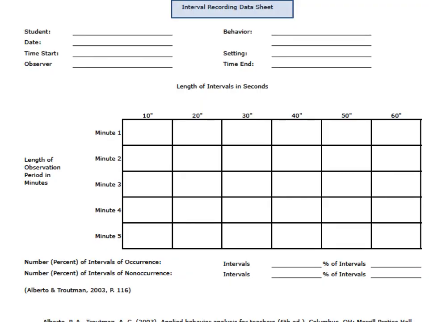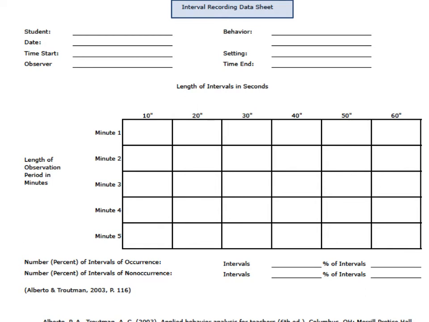So the next one is interval recording. To use the interval recording system, the observer needs to divide an observation session into short equal intervals, and the occurrence of the behavior within each interval is recorded. Let's say the observation time is 5 minutes, then you divide the observation time into short equal intervals like 10 seconds. These sheets use 10-second intervals. You see, first 6 boxes for the first 1 minute, because they are using 10-second intervals.